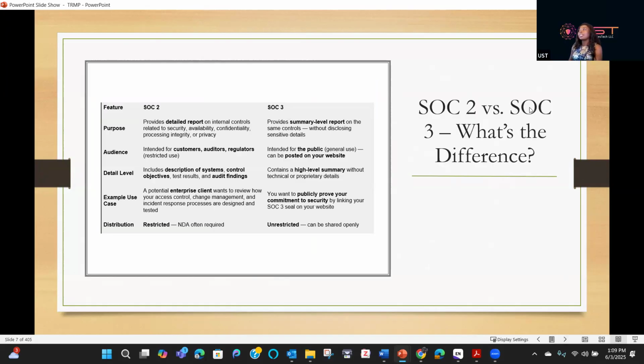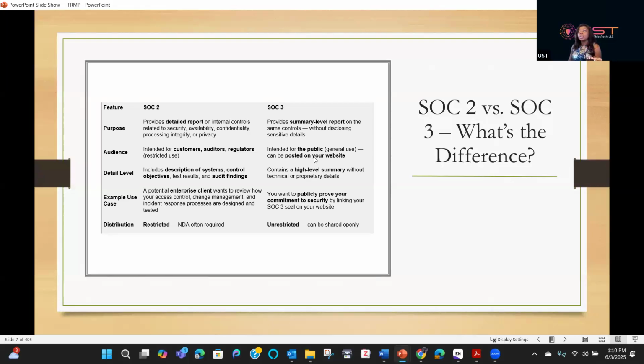Then to talk about SOC 2 and SOC 3, what is the difference? We just said that a SOC 3 is a summary of your SOC 2, but do we really know the difference? For purpose, SOC 2 provides a detailed report on internal controls related to the five trust service criteria that we've mentioned: security, availability, confidentiality, integrity, or privacy. SOC 3 provides a summary level on the same controls without disclosing sensitive data. So it just summarizes this, okay? The audience for SOC 2 is customers, auditors, and regulators, and of course, it's restricted. I'm going to show that shortly.